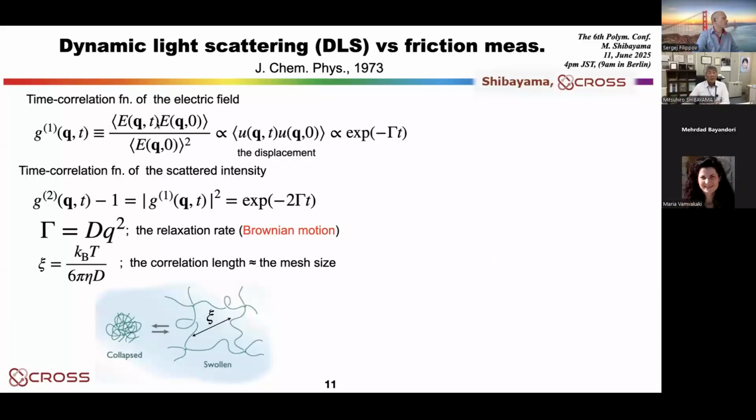So now he tried to relate the displacement to the scattered electric field of the light. The time correlation function of the electric field is given by this equation, which is proportional to the displacement correlations, and then it is proportional to a single exponential function, where gamma is the relaxation rate, in the case of Brownian motion. Then what we observe is not the electric field, but the scattering intensity. This is why we usually obtain g2, which is kind of the square of g1. And this is why the factor 2 comes in. And then the diffusion coefficient D is related to the correlation length via the Stokes-Einstein equation, which is, more or less, analogous to the mesh size of the polymer chain.